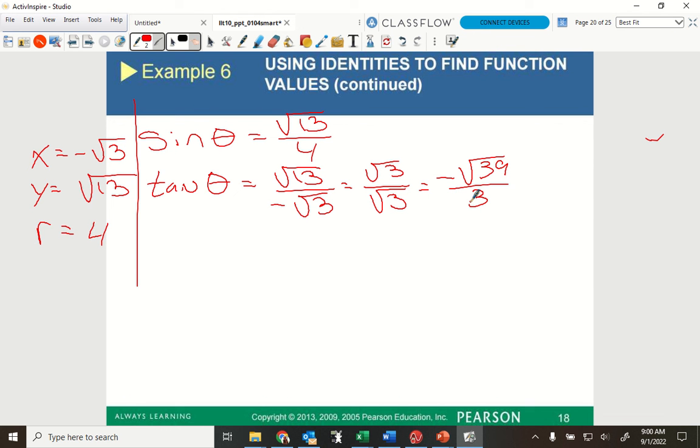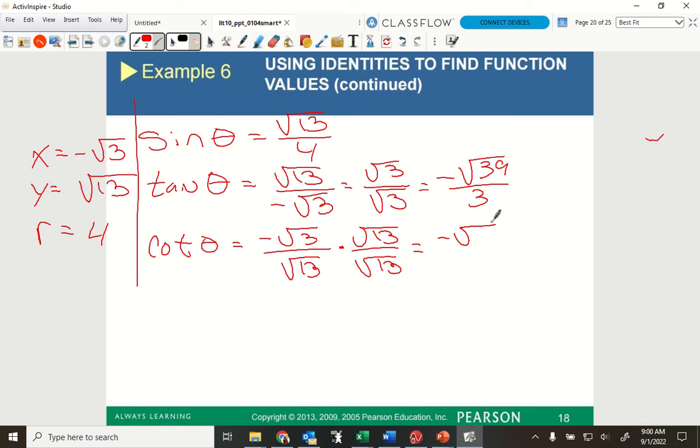And what's after that? Next one, let's do cotangent. Cotangent is, very good, negative radical 3 over radical 13. All right, so right there, again, rationalize. Okay, so negative radical 39 over 13.